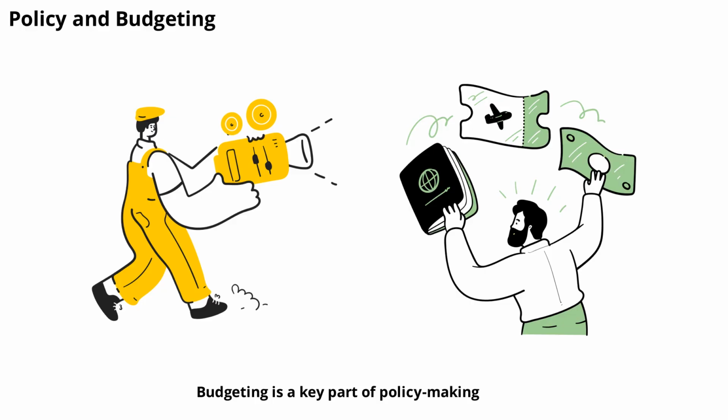Budgeting is a key part of policy making. Governments must decide how to allocate resources to different programs and services. The budget reflects policy priorities, showing which areas receive more funding. For example, a government that prioritizes education may allocate more money to schools. Budget decisions can have a big impact on the success of policies and the well-being of citizens.